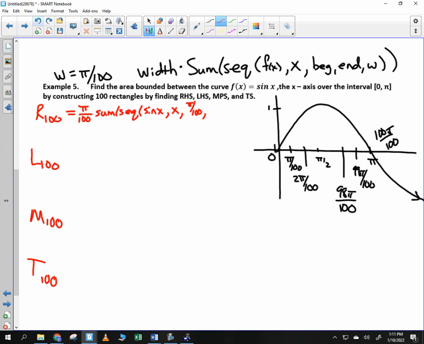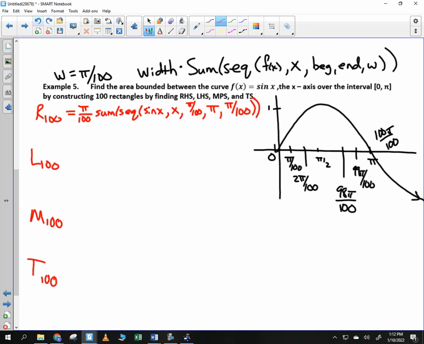Pi, right? We're going to the right side of the interval. And then we have to list the width. What's the width? Pi over 100. Now, I want to make sure everybody understands where this came from, because we didn't just make this up out of nowhere. Remember, we've been doing the width times the sum of the heights. Agreed? So this is the width times the sum of, and this will produce the heights.